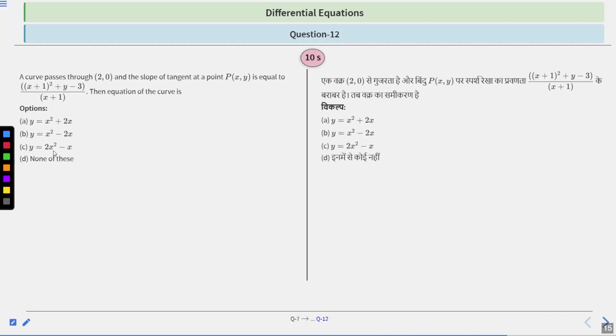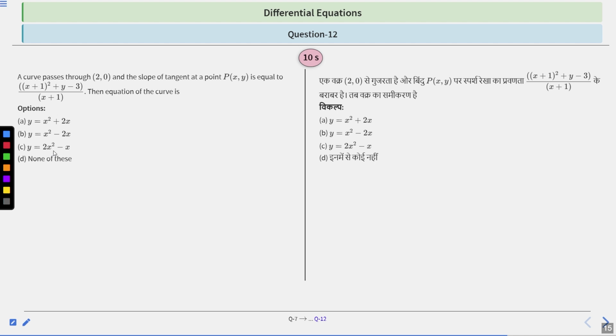Now let's move to the next question, question number 12, which says that a curve passes through 2 and 0, and the slope of the tangent at point P(x, y) is equal to (x plus 1) whole square plus y minus 3 upon x plus 1. Then the equation of the curve is.